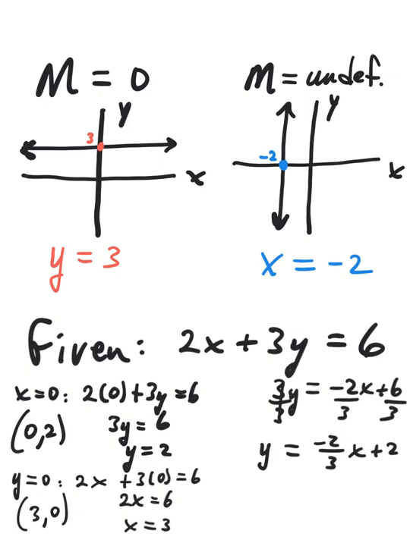I'm going to graph this on the next slide, but I also wanted to point out that either way you do this problem, the y-intercept is at 2. See how that matches up? And if you count down 2 and over 3, which is the slope, you will land at the point 3, 0. Let's go to the next slide and play that out.